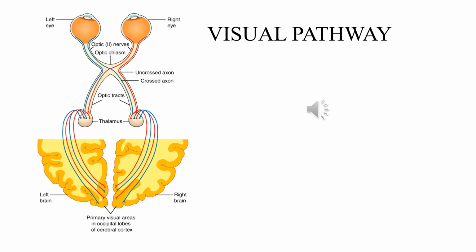Now in this diagram you can easily trace the basic visual pathway, and it is showing you the visual pathway starting from the origin of the optic nerve till its termination in the visual cortex, right? This whole tract is called the visual pathway. Now how the optic nerve is formed, as I've told you, is that it is formed from the axons.